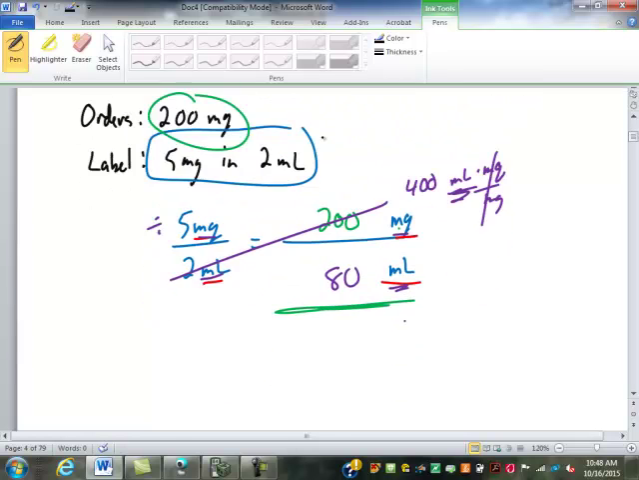Now, one of the limits of the proportion method, which is similar to the limits of the dosage calculation method, is you can only do 1 step at a time. The third method I'm going to show you, which is the dimensional analysis or unit conversion method, you can do several steps all at once in a big long string if you want to.